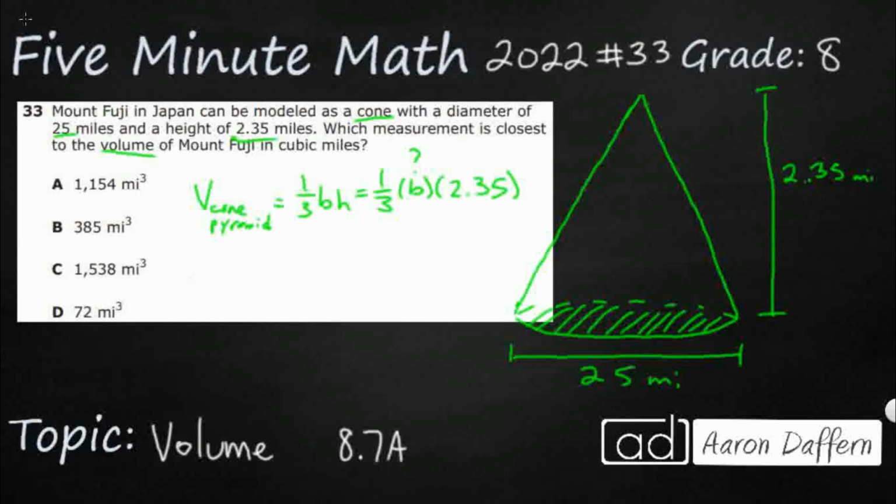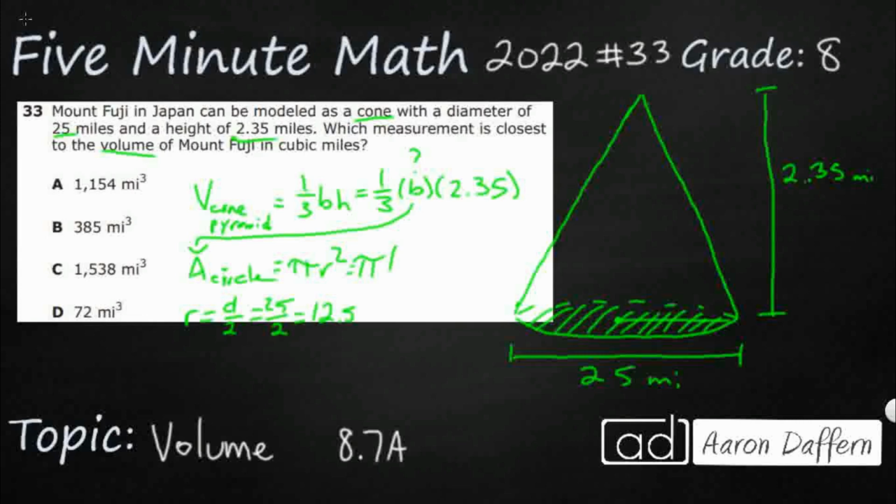So the area of a circle, I'm going to take this base and find the area of that circle. That is going to be pi r squared. I know what pi is. I don't know what the radius is. The radius is from the center out to the side. The radius is always half the diameter. So if my diameter is 25, I'm going to cut that in half and get 12.5.